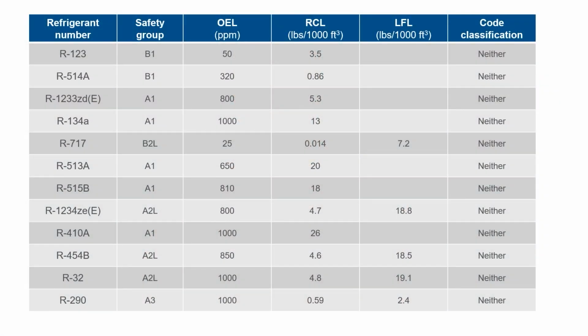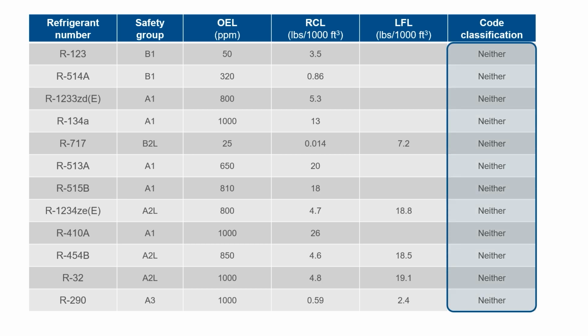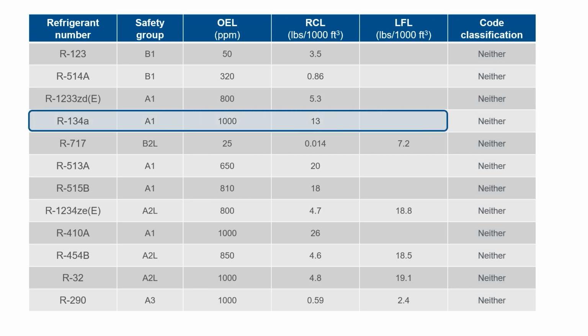To summarize, here are excerpts from the tables in Standard 34 listing the safety classification groups, OELs, refrigerant concentration limits or RCLs, and lower flammability limits or LFLs for several refrigerants. The standard also includes the OSHA toxicity code classification to reduce confusion. Not surprisingly, nearly all refrigerants in the standard are neither highly toxic or toxic. As an example, let's look at the highlighted data for 134A. You can see that 134A is classified as a group A1 refrigerant.